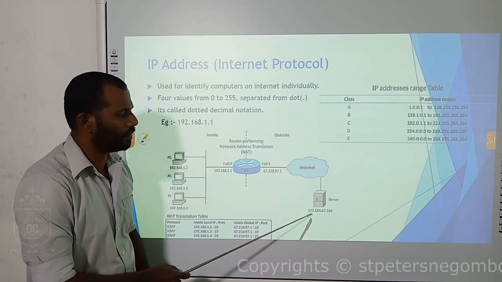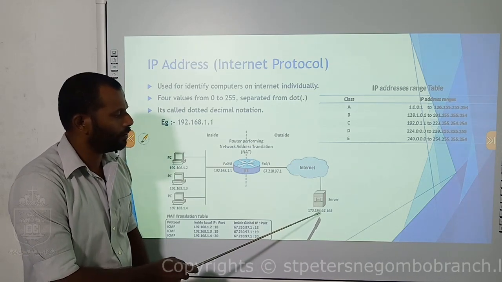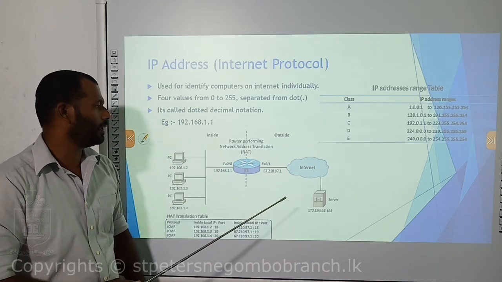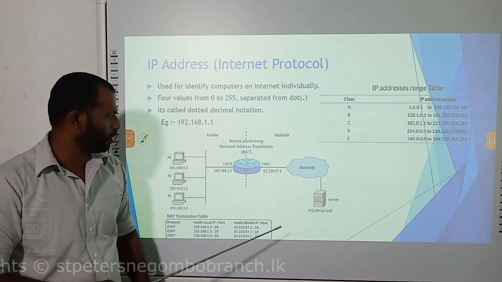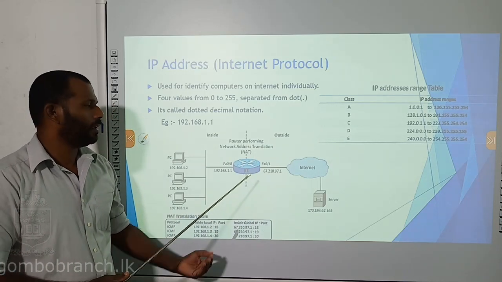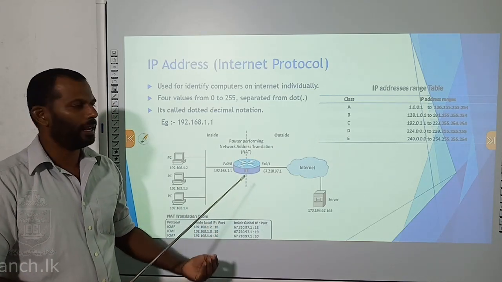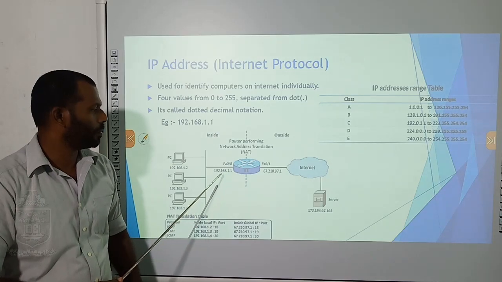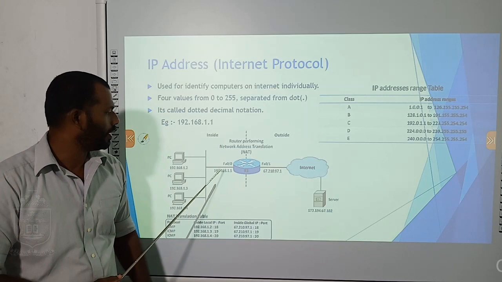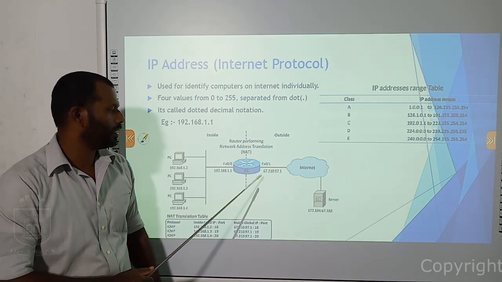The server's IP address is 172.168.102. Then the router: the local area network part is given a separate IP, and the internet part has a separate IP address, 192.168.1.1.